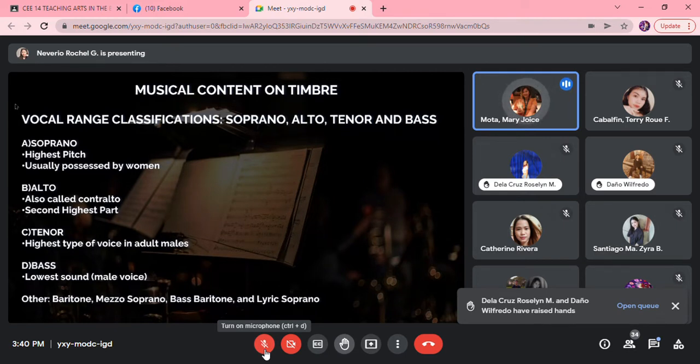Kagaya lang din siya ng soprano, nagkakaiba lang sila sa term. So, pagka woman, high pitch, that's what you call soprano. Pagka highest type ng lalaki, yung voice nila is mataas, tenor po ang tawag. So, dagdag ko lang sa alto, it can be a boy or girl. Meron din mga lalaki na ang vocal range nila ay soprano.